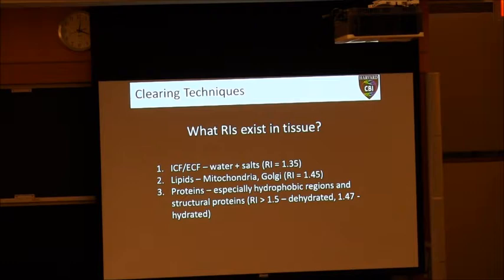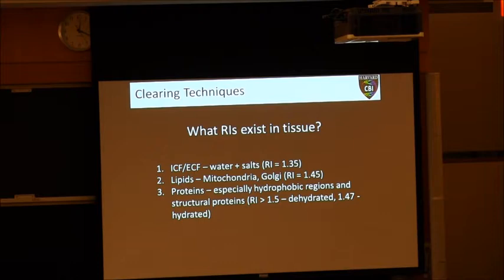So why do we have all these refractive index mismatches in tissue? It's just because of the composition of it. So we have some intracellular and extracellular fluid that's essentially water with some salts and maybe some proteins in it. This has a refractive index very close to water, it's just a little bit higher than water. We also have a lot of lipids from the mitochondria and the Golgi. These are a really big problem in biological tissue, and they have a refractive index of 1.5. And then we also have a whole bunch of proteins, and these can have very high refractive indices. Okay? So you can see there's a whole bunch of mismatches here.